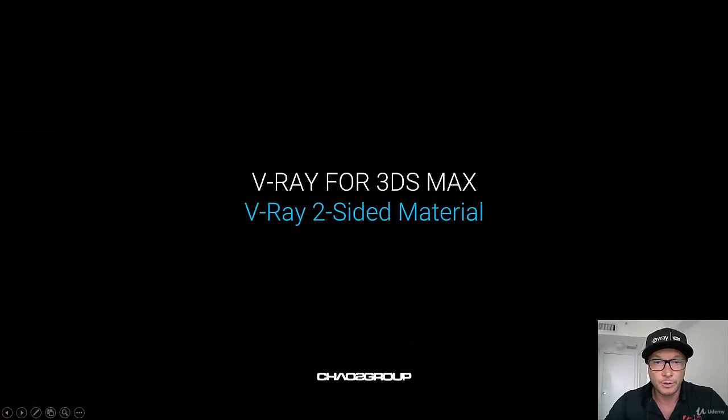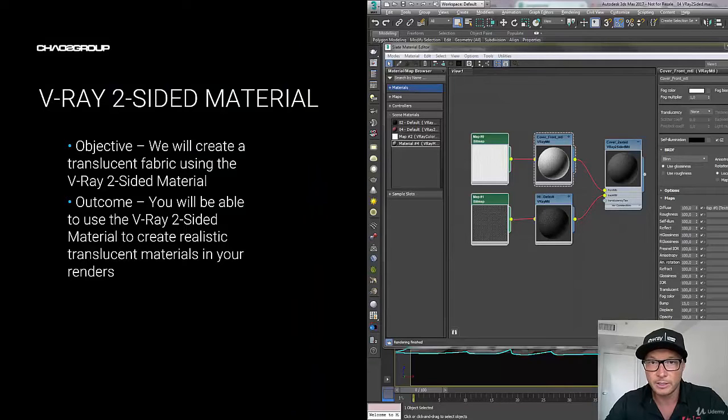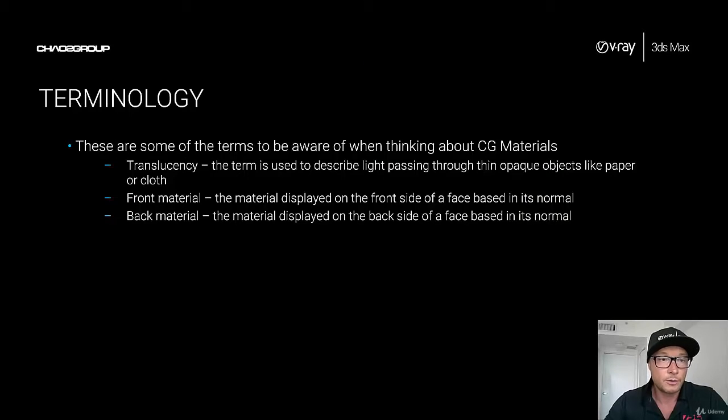Alright, tonight we're going to talk about two-sided material, and we're going to examine how cloth material looks. It's going to take approximately 15 minutes, and by the end of this lecture you'll know how to set up the front and the back for the two-sided material and use all the parameters in order to make your cloth realistic. So, some terminology before we start.